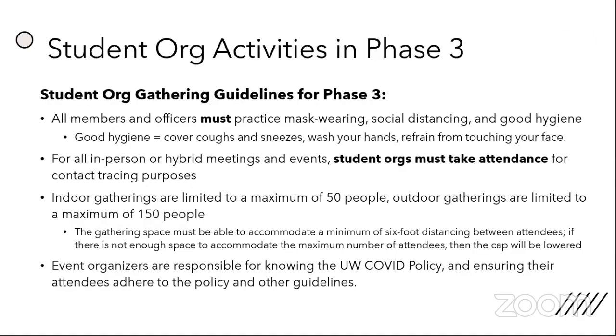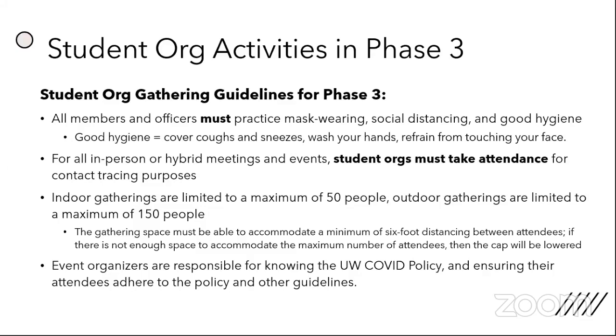The student org gathering guidelines for phase 3 include the fact that all members and officers must practice mask wearing, social distancing, and hygiene, which includes covering your coughs and sneezes, washing your hands, and refraining from touching your face. For all in-person or hybrid meetings and events, you are responsible for taking attendance. This is for contact tracing purposes, so that in case there is an outbreak, we can notify you and make sure everyone is as safe and healthy as possible.